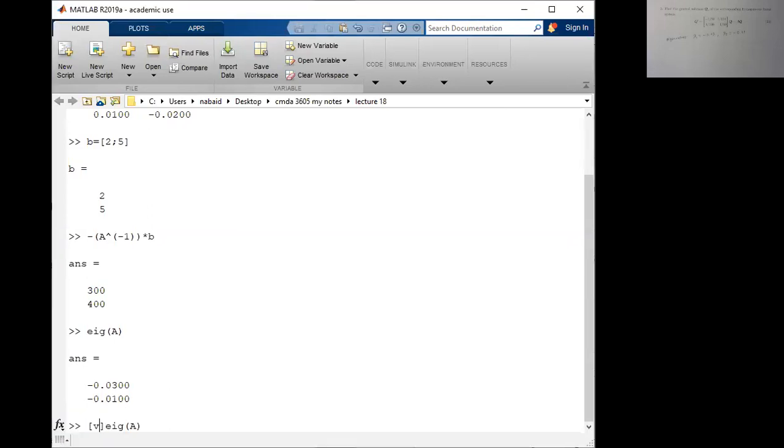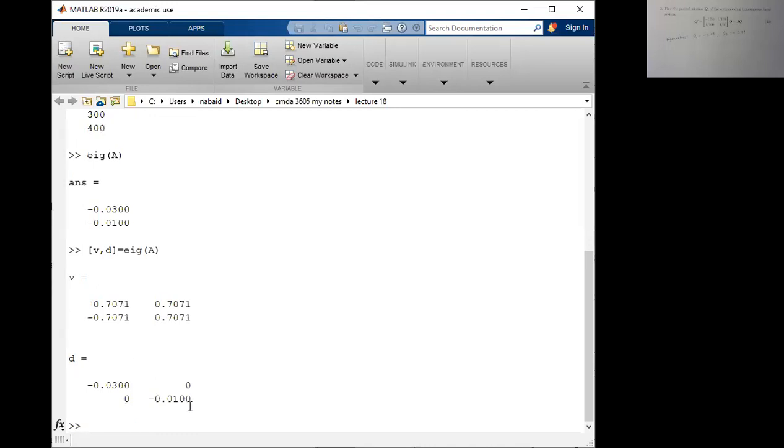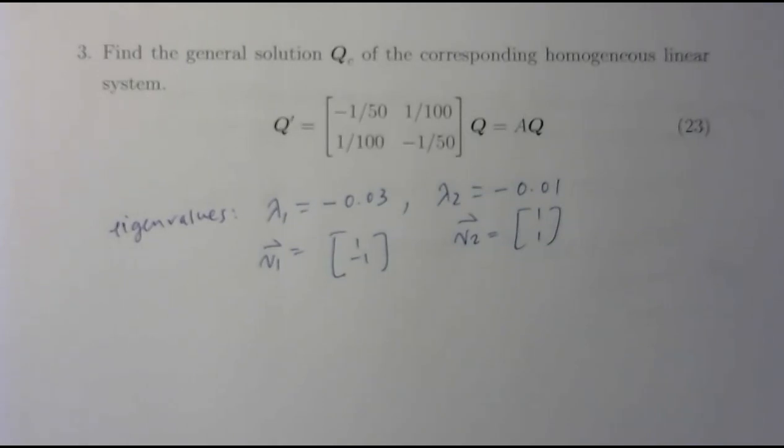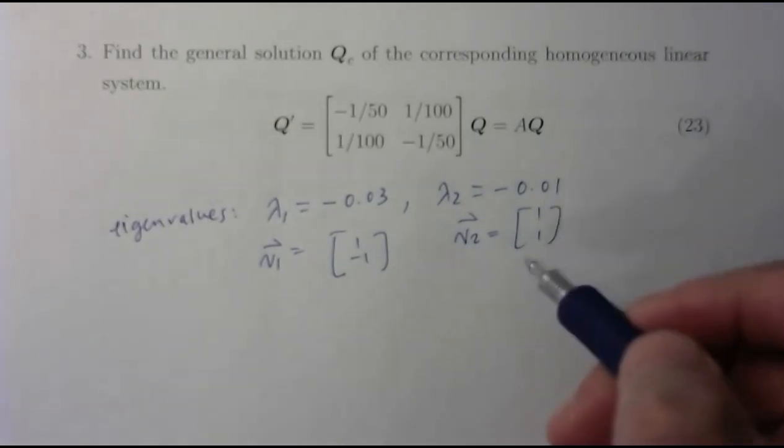Back to sharing. So I'm going to now put in the 2 arguments of MATLAB, where the first is the eigenvectors and the second is the eigenvalues. Actually, we're pretty lucky. So what's this form? This is really (1, 1) divided by its norm, right? (1, 1) divided by the norm of (1, 1) gives us this. That's 1 over the square root of 2, right? So the eigenvector corresponding to minus 0.03 is (1, -1), and the eigenvector corresponding to minus 0.01 is just (1, 1). So I've written that down on my paper. I'll show you that now so you can see that here. So these are the eigenvectors.